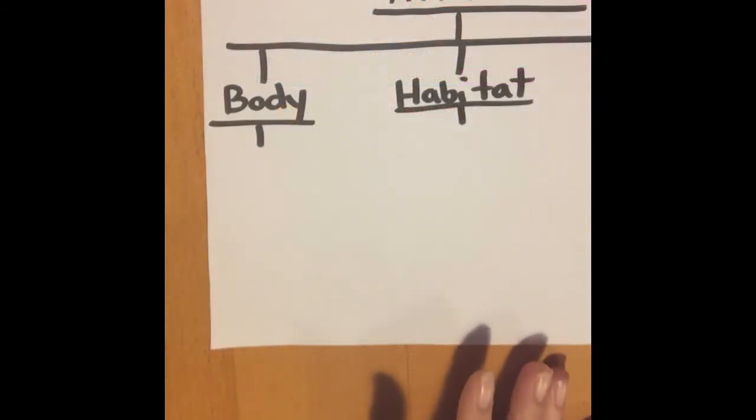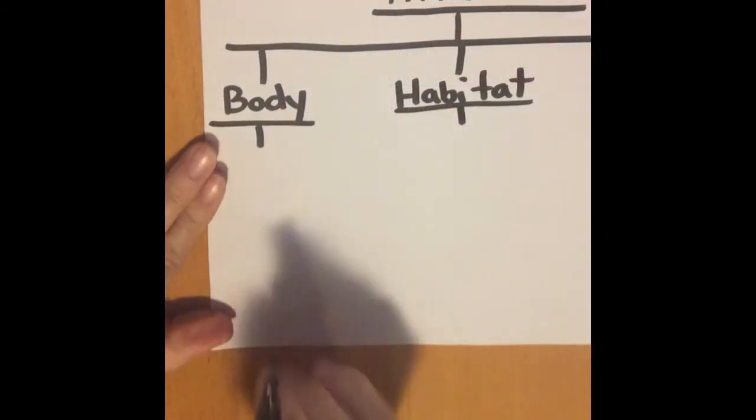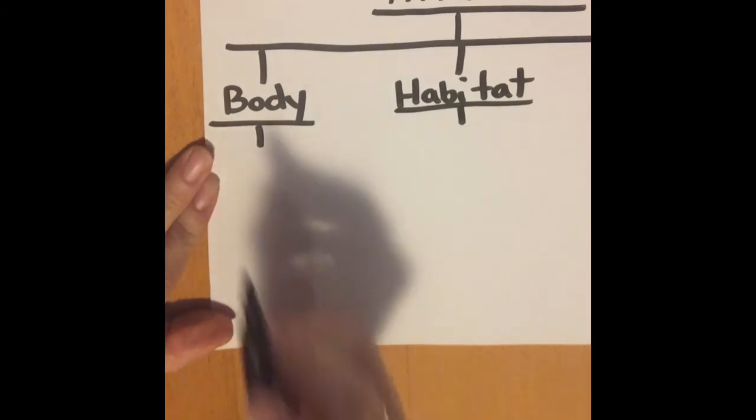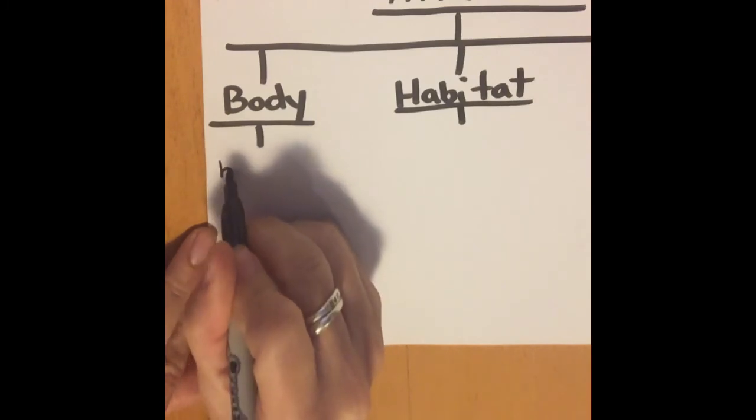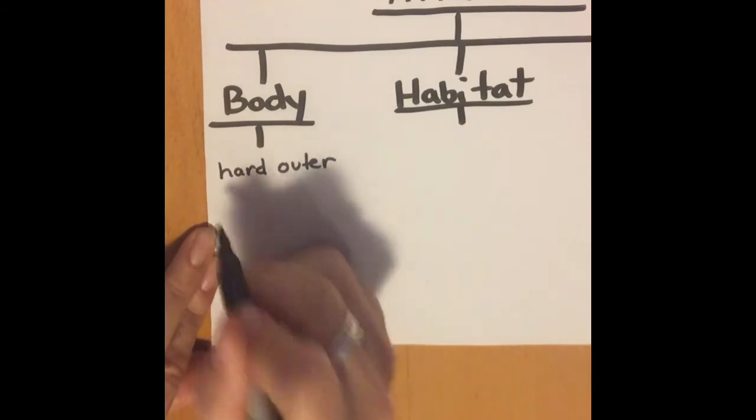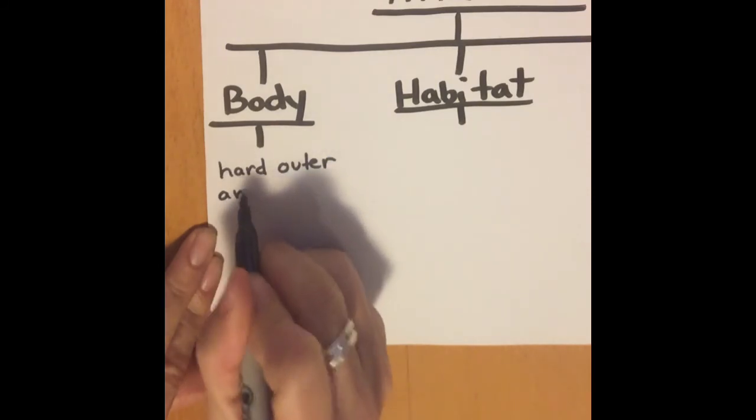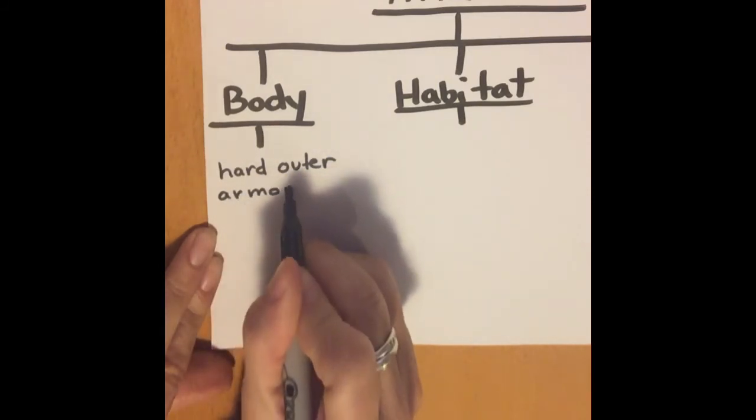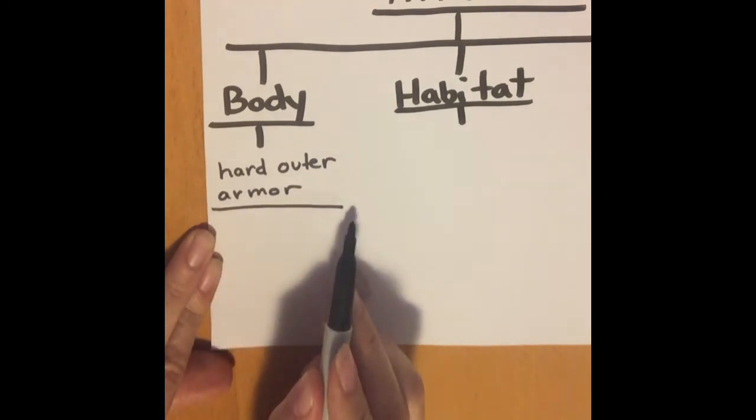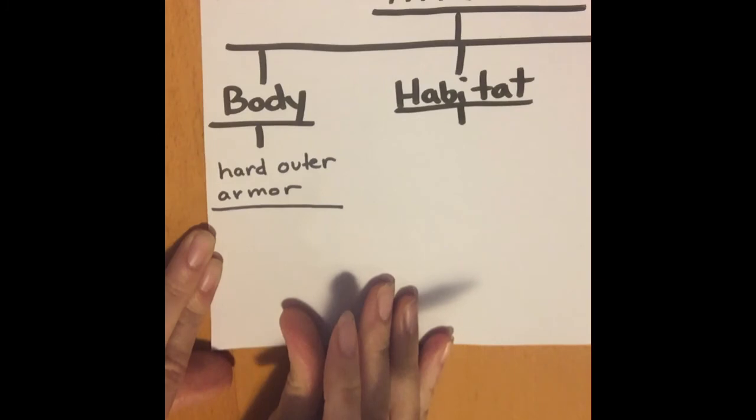Okay, so I'm just going to stick to the section that says body. I'm going to write a couple things that I learned about an armadillo's body. I learned that it has a hard outer armor. I'll write that down, and that's my first note. I'm going to draw a line under it. And then I'm going to write how big they are.